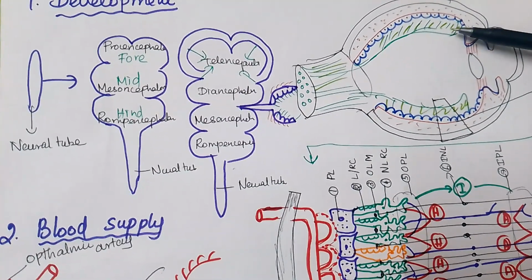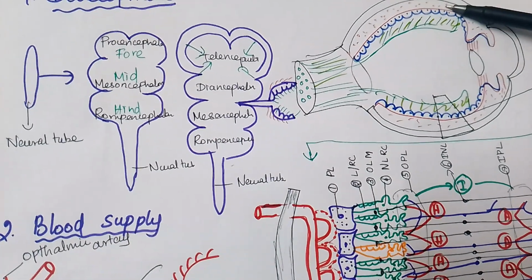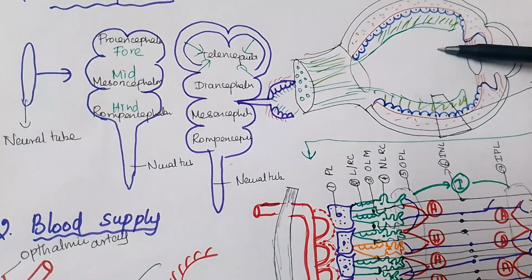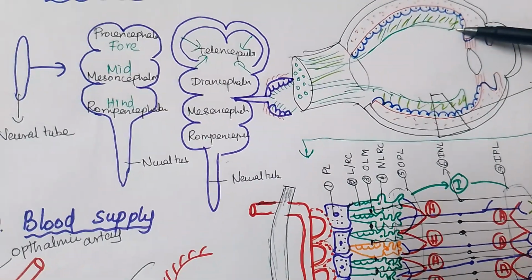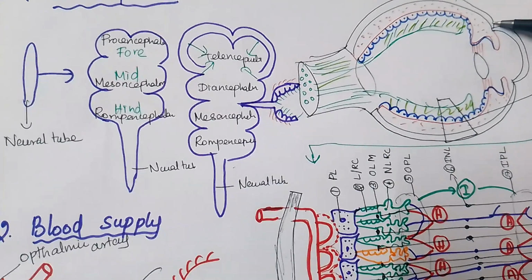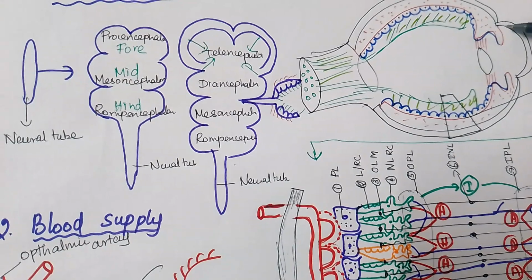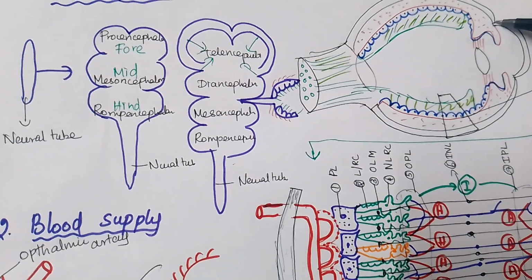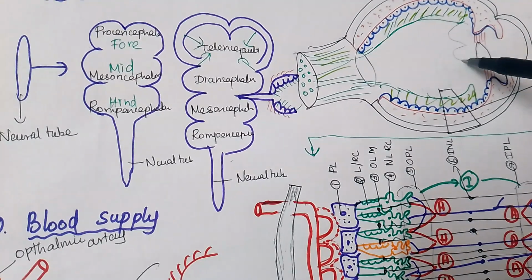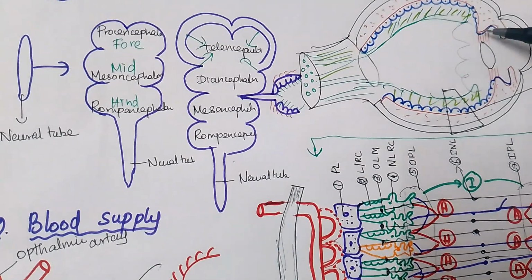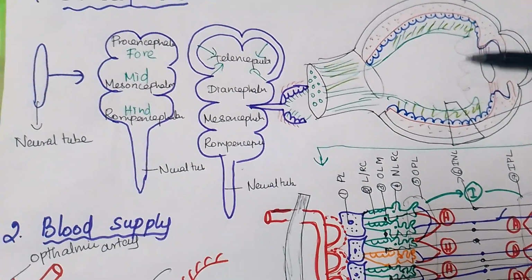So the retina is sandwiched between the vitreous humor and the choroid, right or not? This is the retina. If you cut this, where is the ora serrata? At the corneoscleral junction, there is a finger-like projection. It is called the ora serrata. A rich number of rods and cones are present in this area.